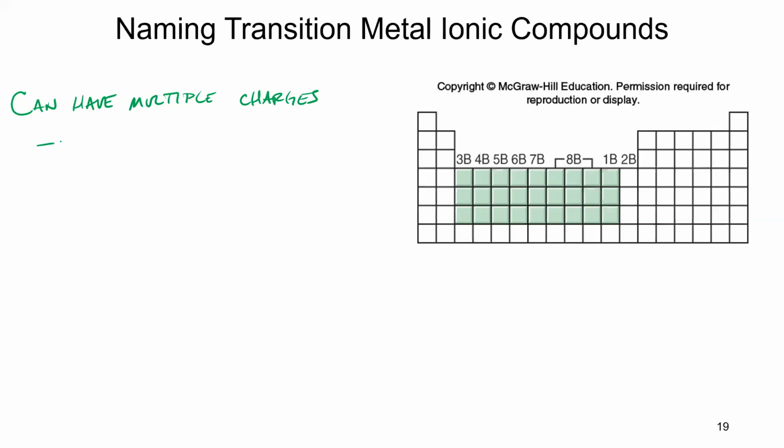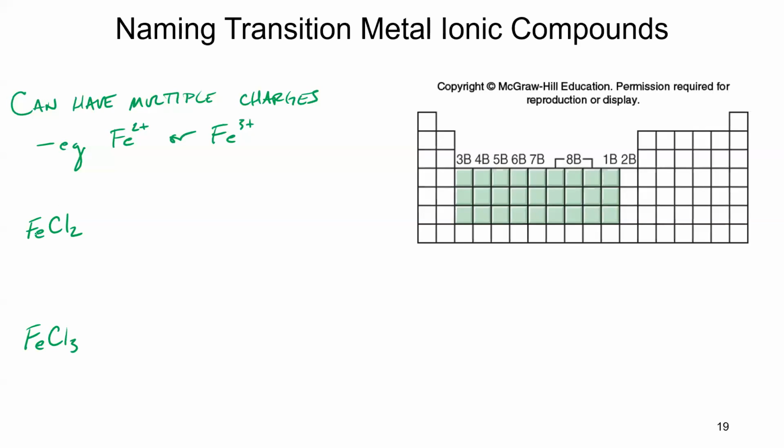So for example, iron can be iron 2+ or iron 3+. Both of those ions exist, and they behave very differently based on the number of charges. When we go to write out a name, I'm going to stick with iron for our examples, and I'll just do chloride because we're familiar with that one already. So we could either have FeCl2 or FeCl3, right?